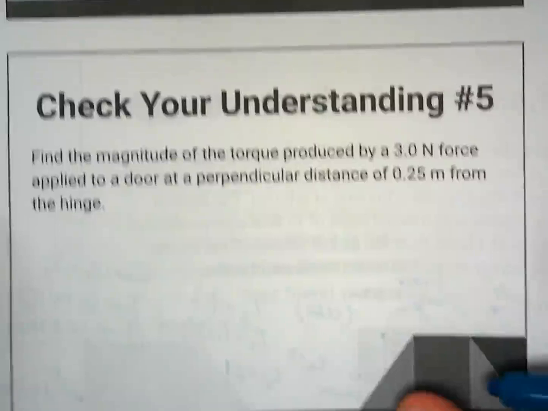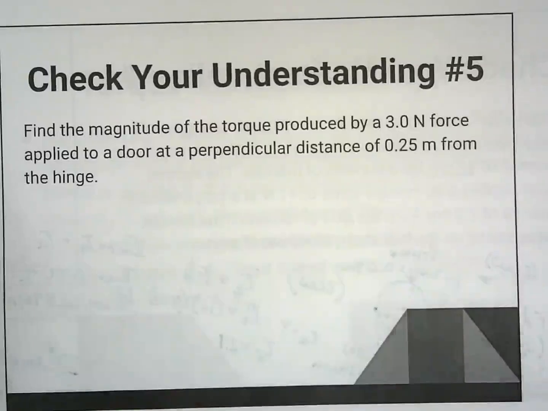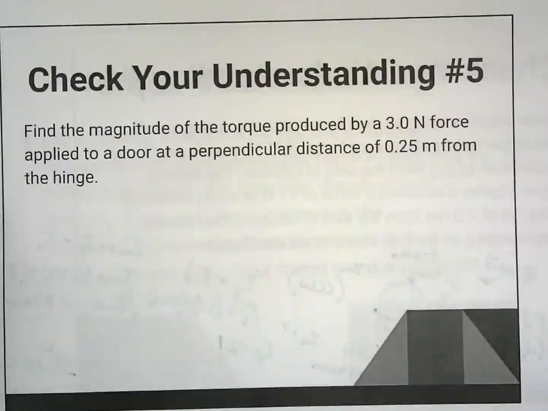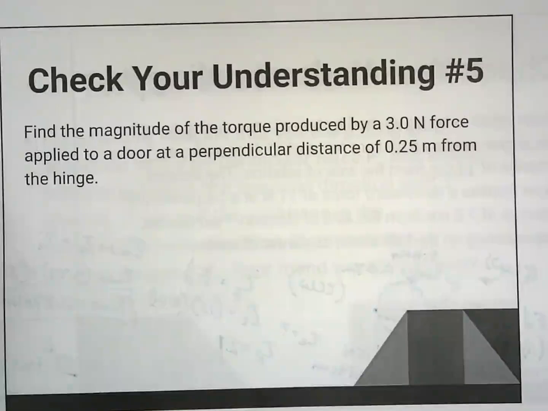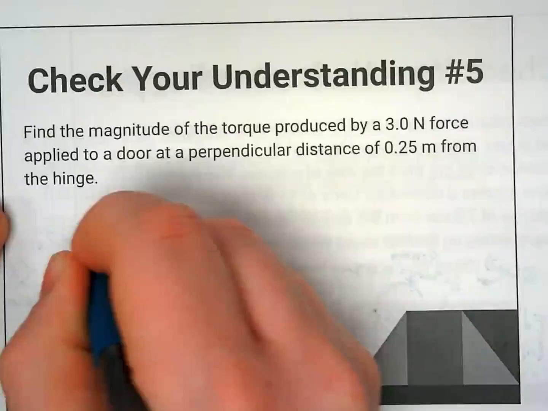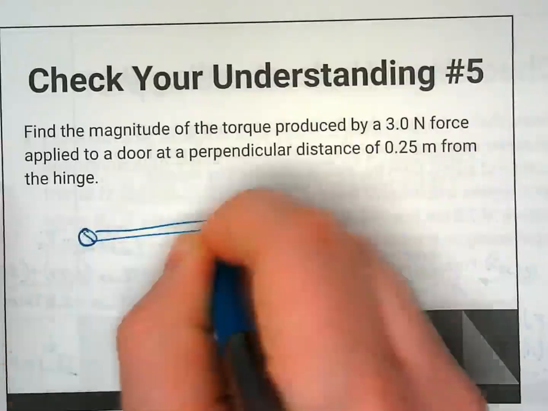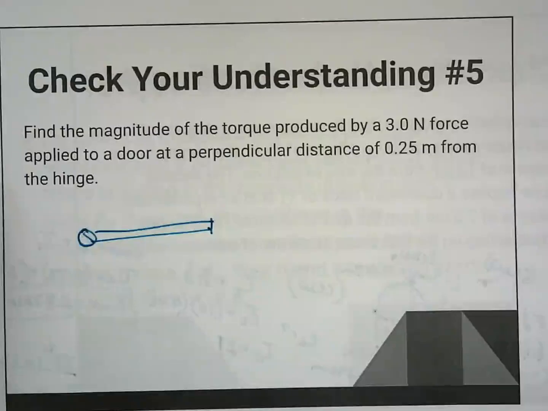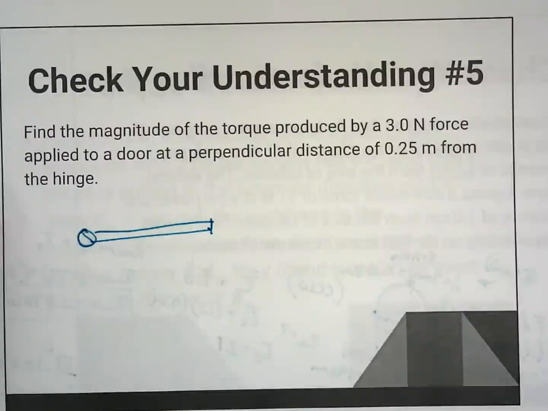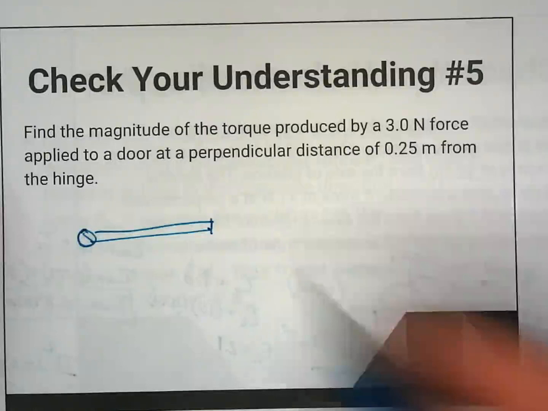Number 5. Find the magnitude of the torque produced by a 3 Newton force applied to a door at a perpendicular distance of 0.25 meters from the hinge. So just to draw a picture here. Because of the way the door works and how simply we're looking at torque, it doesn't really matter the mass of the door nor the width of the door in this practice. It's just, here's your lever arm.